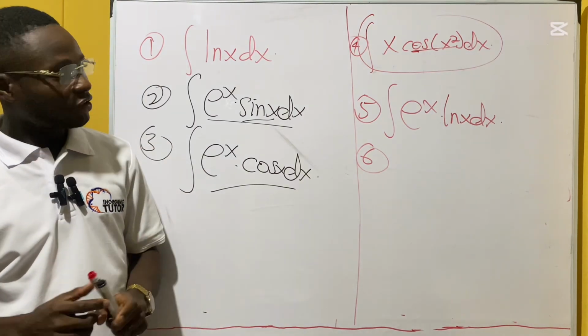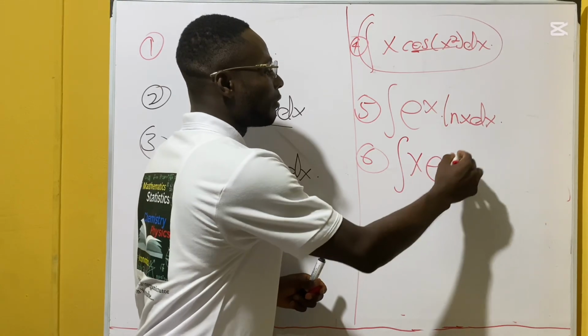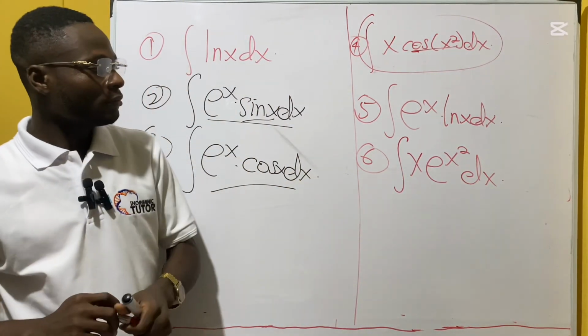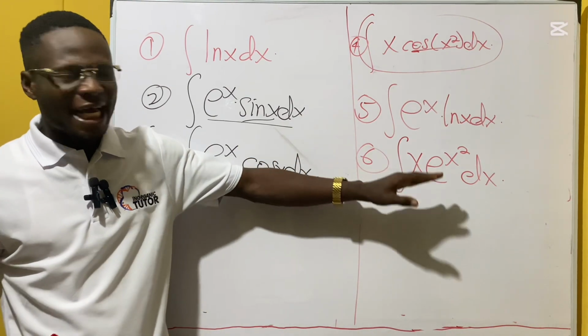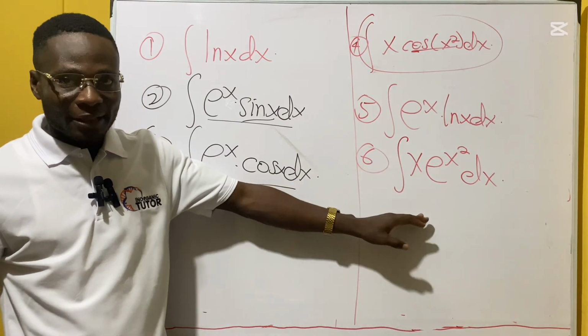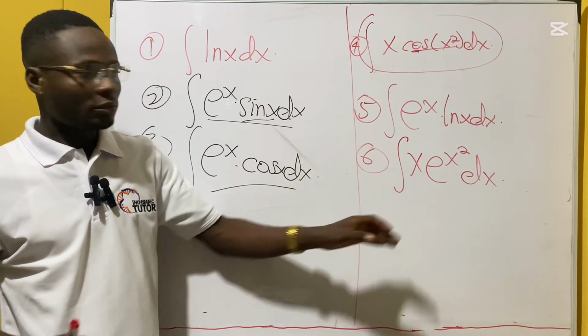The sixth function is going to be when you have x e power x squared dx. This is also part of the non-elementary functions, so you don't attempt to use the tabular approach.